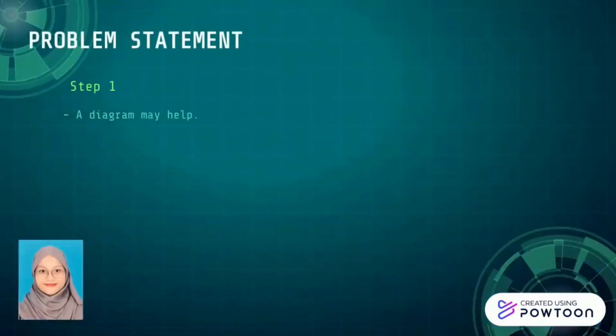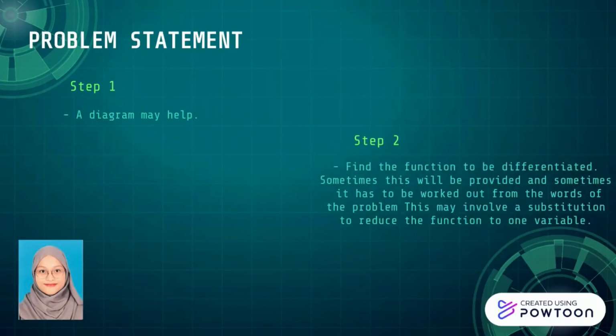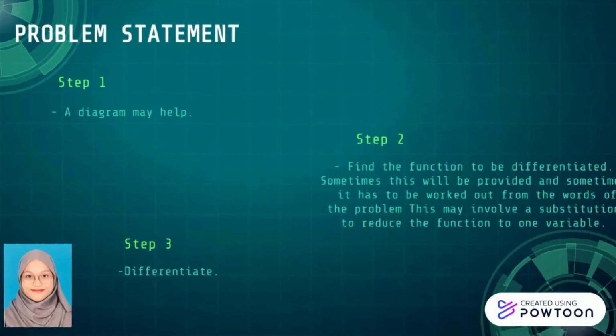So the steps are: Step 1, draw a diagram, because a diagram can help you to understand the situation. Step 2, find the function to be differentiated. Sometimes this will be provided and sometimes it has to be worked out from the words of the problem. This may involve a substitution to reduce the function to one variable. And step 3 is to differentiate.